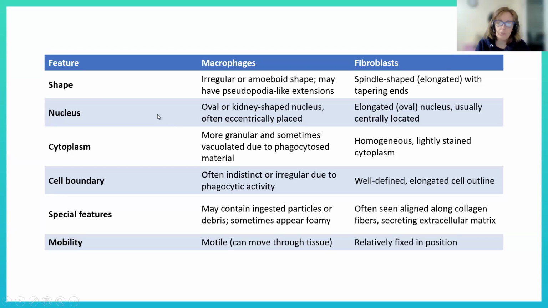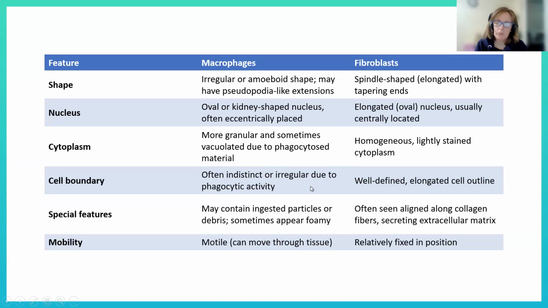The nucleus on both of these cell types is usually oval-ish in shape. So that's not really going to help you differentiate between these two cell types either, unfortunately. The cytoplasm, you might see some differences. This can be a bit more granular in the macrophage. It depends how the cells are being fixed and stained if you're looking at them under the microscope, but you might be able to see some differences between the cells there.